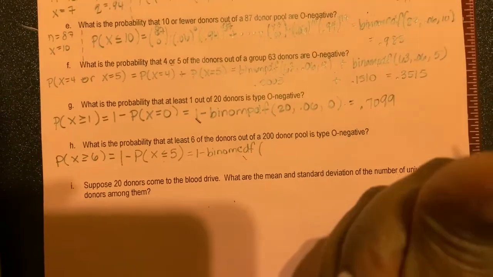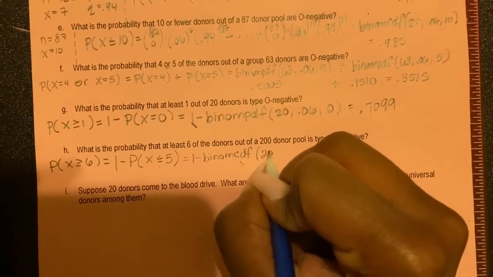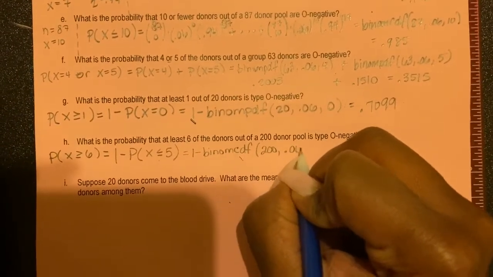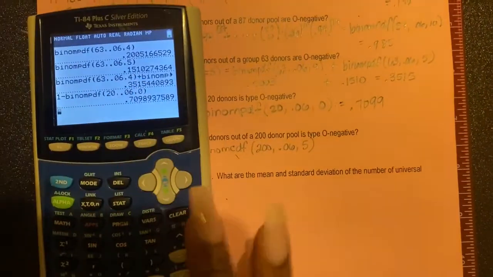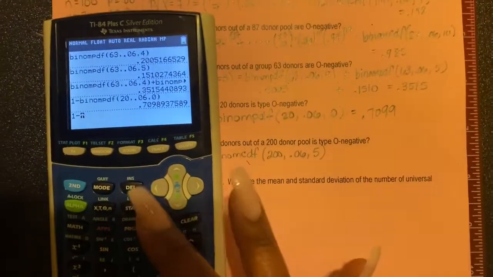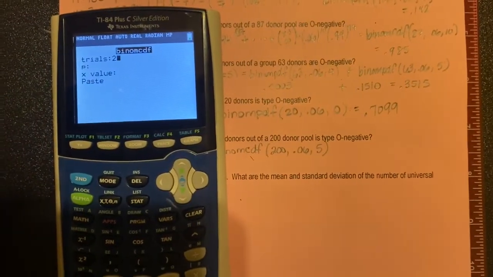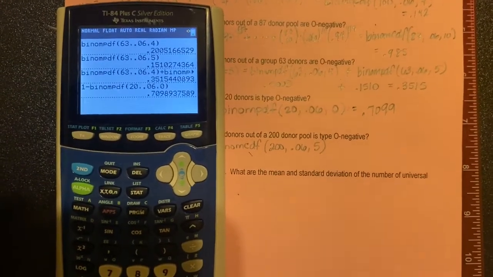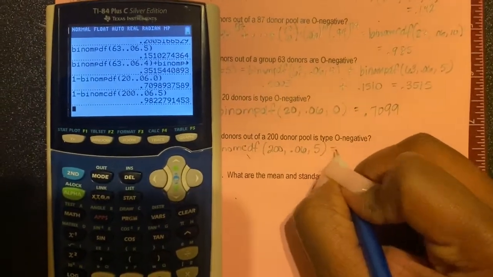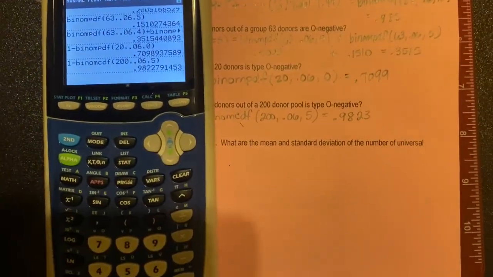Of, let's see, 200.06, and this time 5. So 1 minus second distribution. So 200.06, 5. And so that is 0.9823.